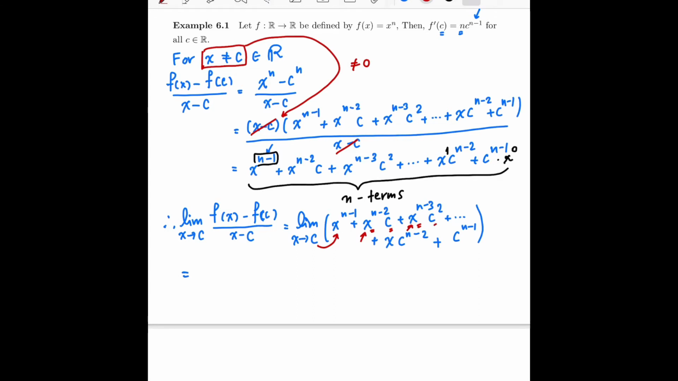For example, you have c raised to the power n minus 2 multiplied with c to the power 1, or c raised to the power n minus 3 multiplied with c raised to the power 2. Each term becomes c raised to the power n minus 1, and you have n terms added, so you have n c raised to the power n minus 1 as your derivative, and this is denoted by f prime at c.